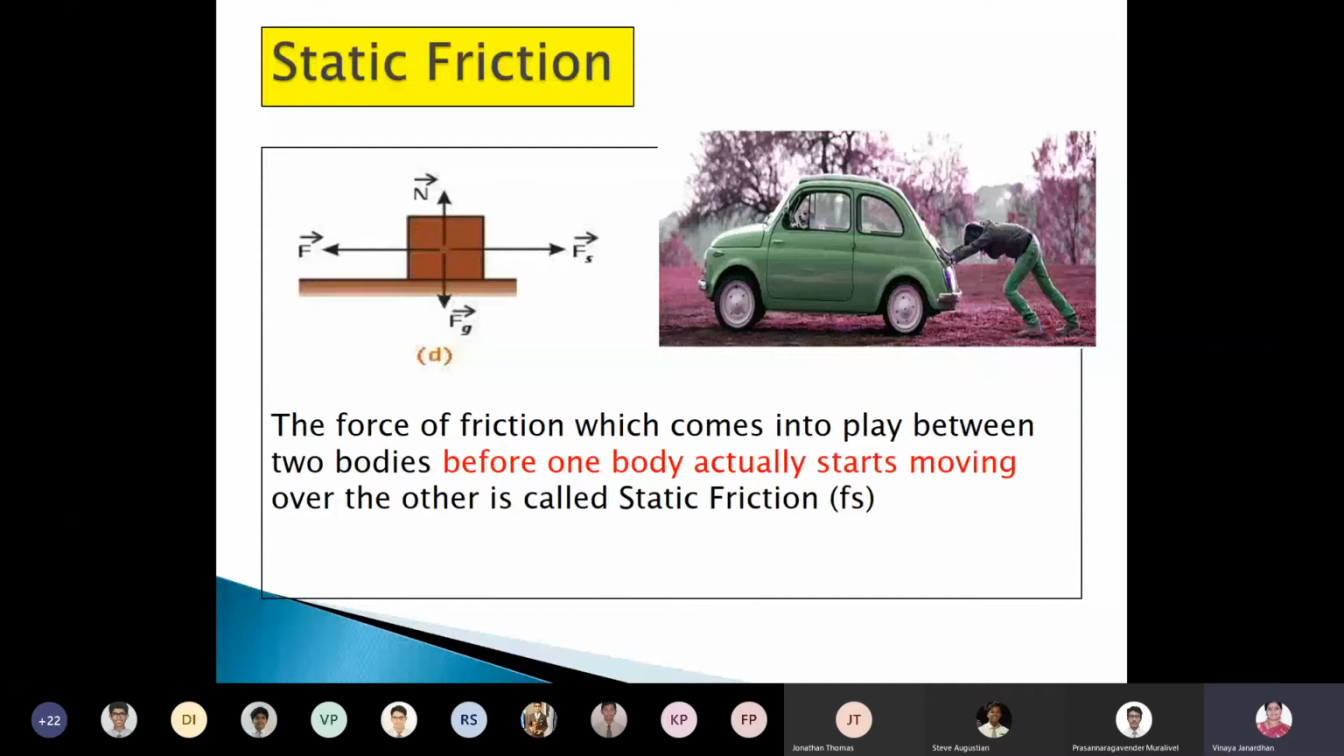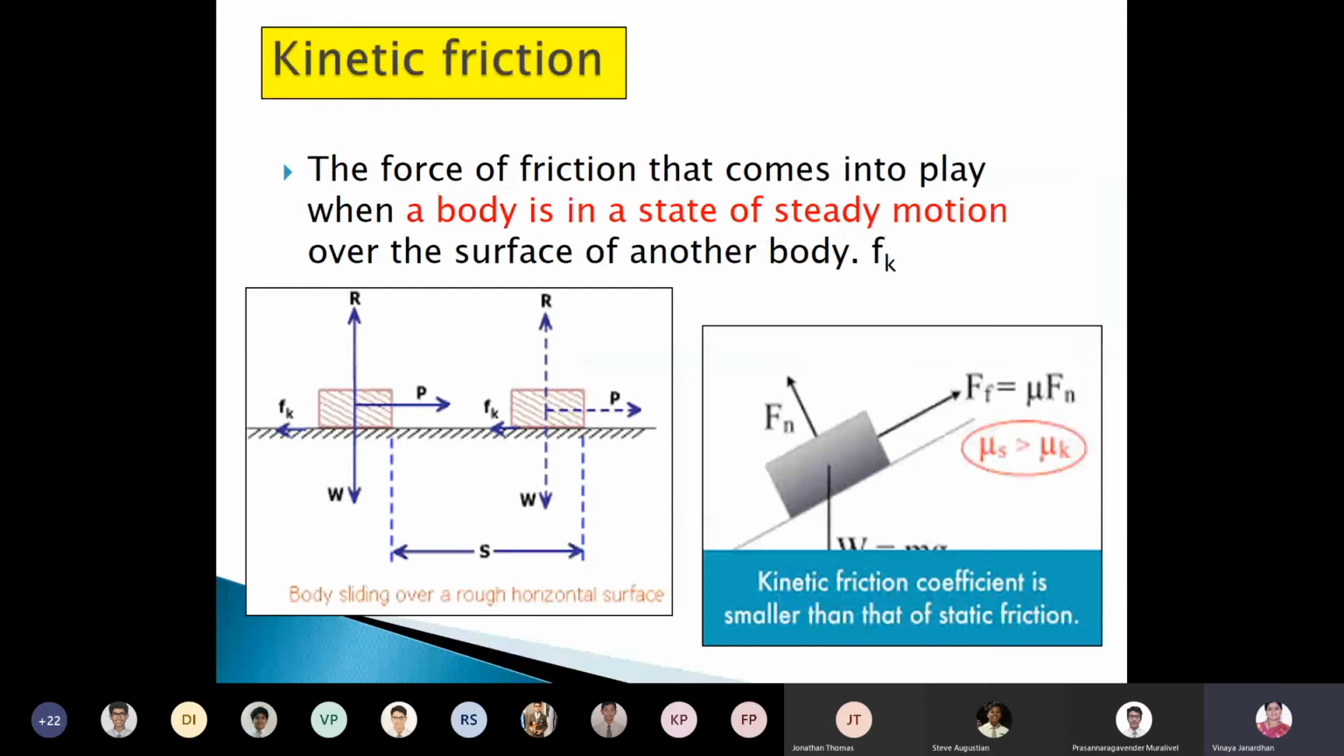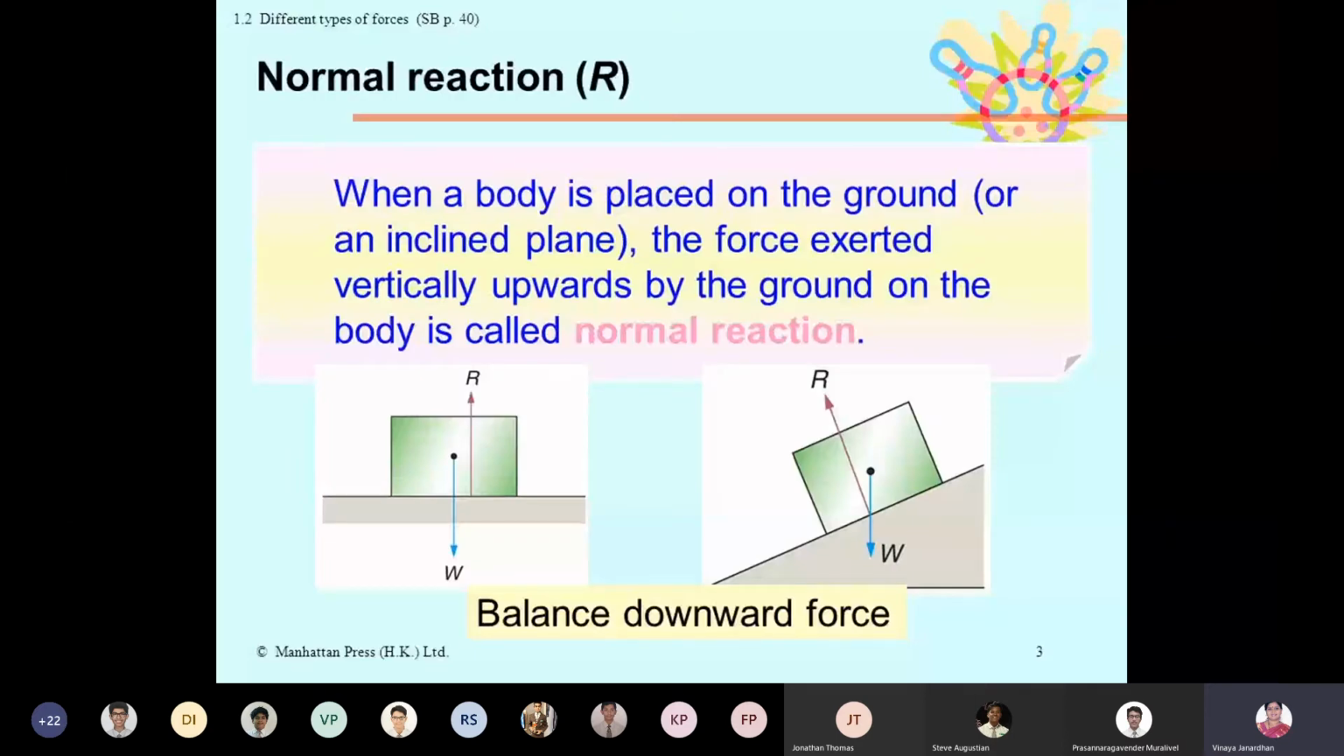Whether you know about normal reaction or not, I'll go for one more slide and explain it. What do you mean by normal reaction? Generally, whether you stand or sit on the floor, you will exert a force on the ground. The force you exert depends on your own weight, right?